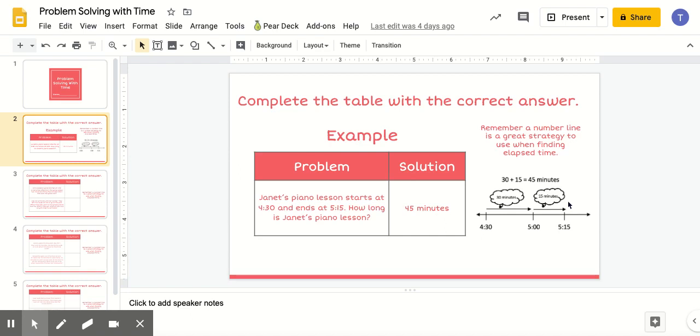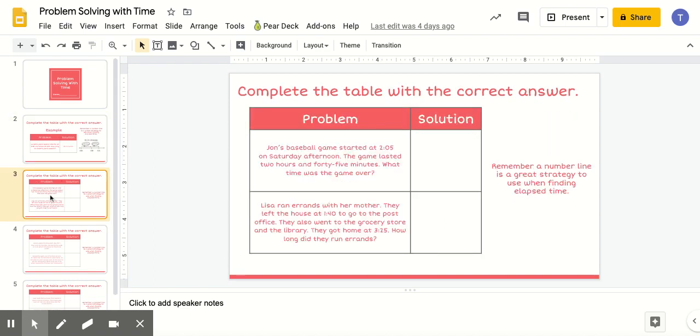So the next thing I would do is drop it down, and I would see, can I count by tens? Well, I can count by tens and go from 4:30 to 4:40 is 10 minutes. From 4:40 to 4:50 is 10 minutes. And then from 4:50 to 5 o'clock is 10 minutes. 5 o'clock to 5:10 is 10 minutes. So that's a total of 40 minutes. And then from 5:10 to 5:15, that's 5 minutes. So 40 plus 5 is 45 minutes.